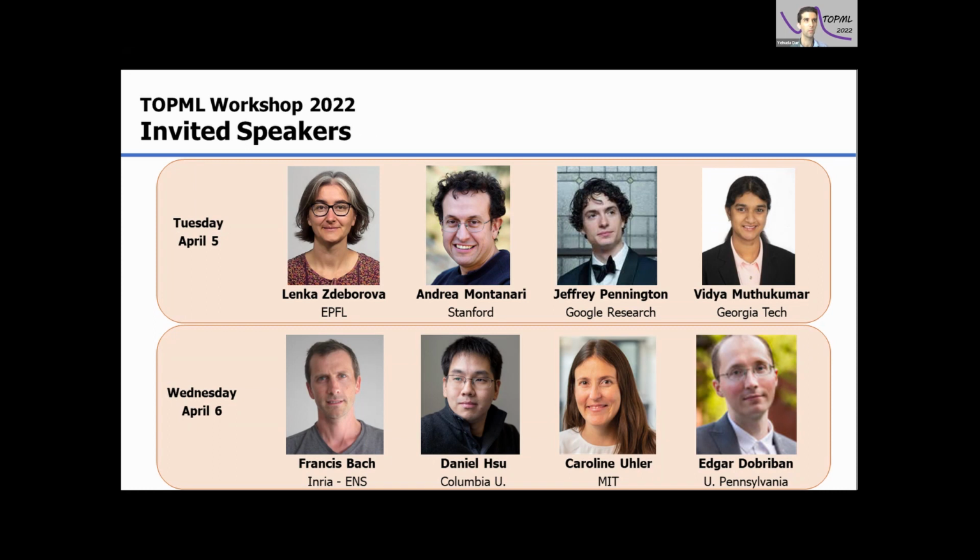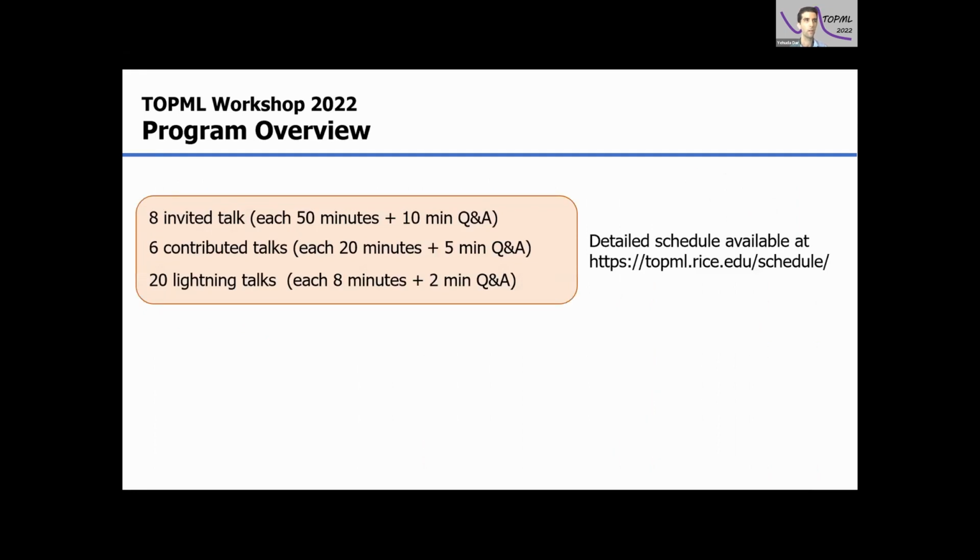And to achieve all of this, we have, first of all, a great group of speakers. We have 8 invited speakers this year. Today, we will have 4 invited talks by Lenka Zdeborova, Andrea Montanari, Jeffrey Pennington, and Vidya Muthukumar. Tomorrow, we will have 4 more invited talks by Francis Bach, Daniel Hsu, Caroline Uhler, and Edgar Dobriban. We will also have 6 contributed talks and 20 lightning talks that were selected in a review process. So this is a great opportunity to thank all the reviewers and whoever submitted their work.